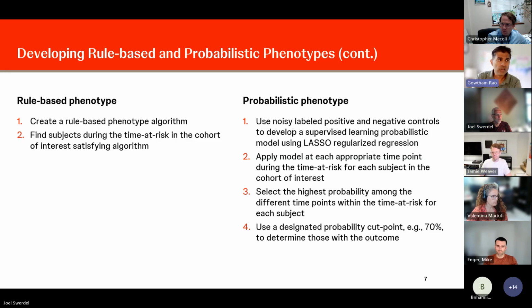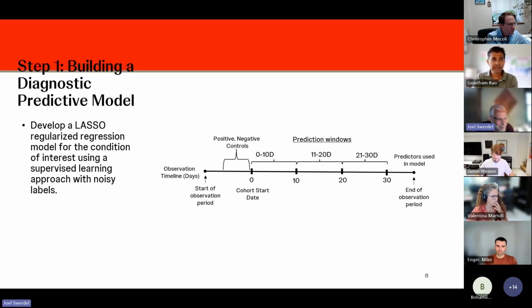Got it. And Joel, what is the prediction window for the probabilistic phenotype? Good question. Are you following the same? Okay, and here we go.